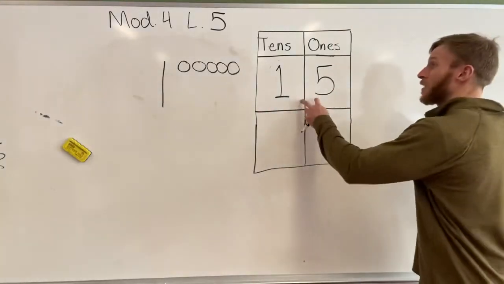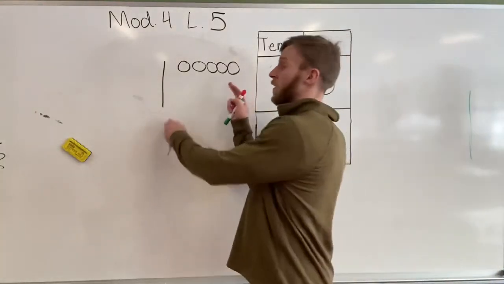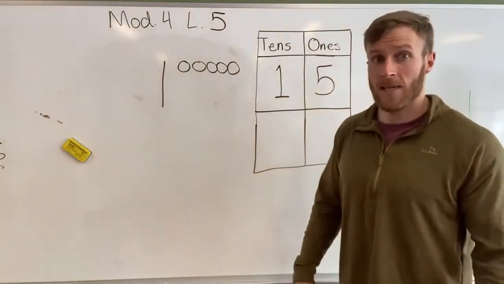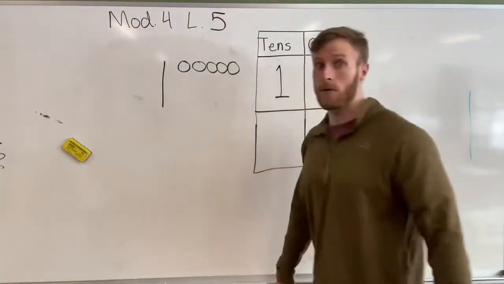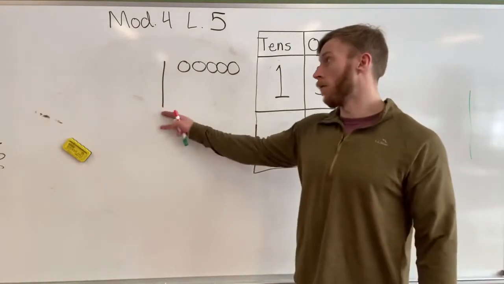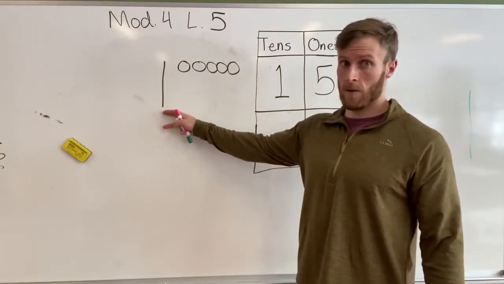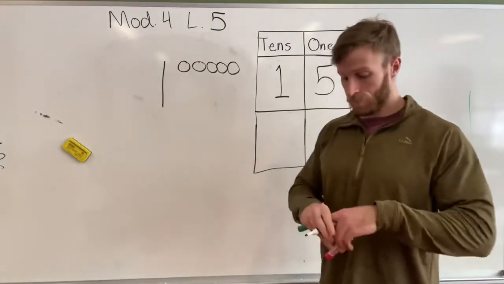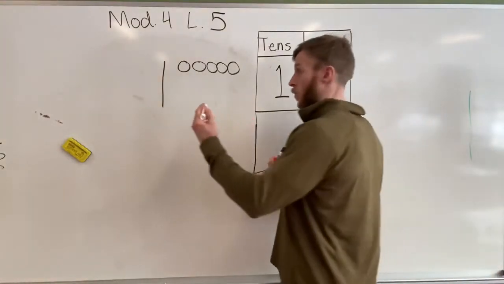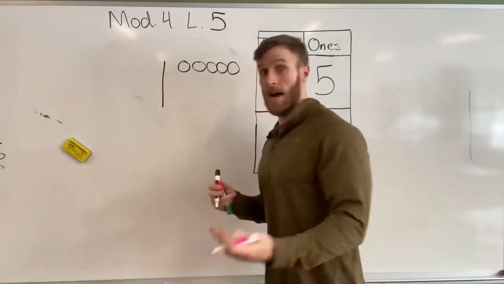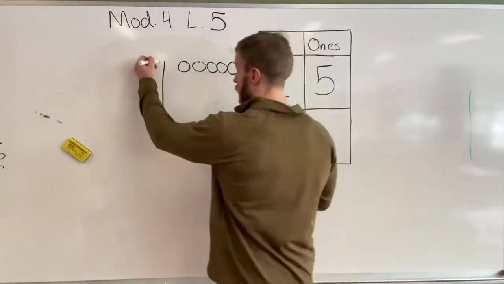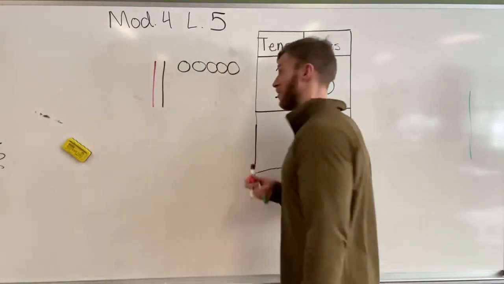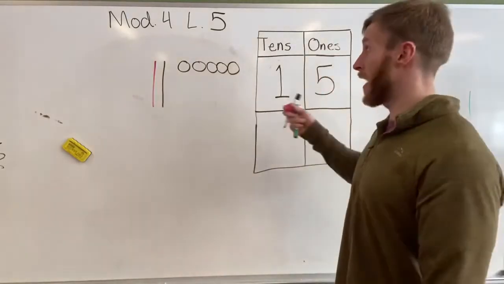So if I need to figure out what 10 more than 15 is, and I have 15 drawn right here, and I need to add 10, should I draw 10 more circles? Or can I add another 10 stick? I'm going to add another 10 stick. I'll do it in a different color. I'm going to add 1 more 10 because I asked us to add 10. There's 10. There we go. I added 10 to 15.